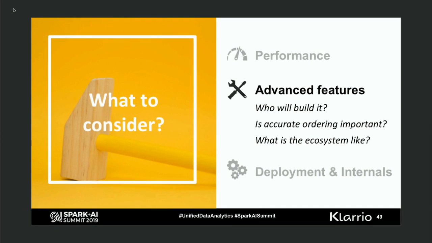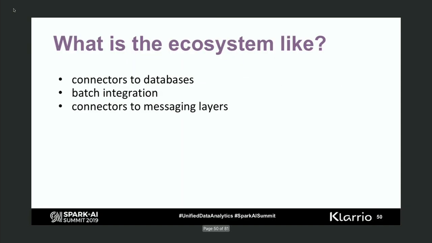So the third question of this category is, what is the ecosystem like? This is a question which needs to be adapted to the use case that you're trying to answer. It's different for every use case. What I'm trying to get at here is what kind of things are offered out of the box by the framework. For example, connectors to databases that you want to use. Is there a close integration with a batch layer, and do you really need to do a lot of batch processing around your streaming jobs?